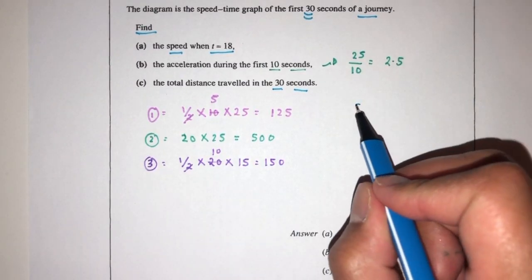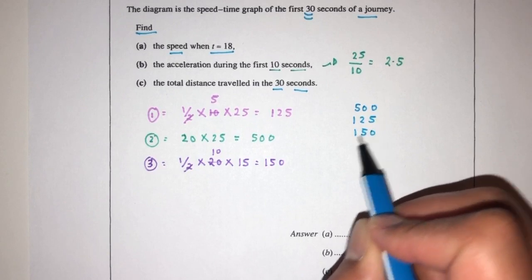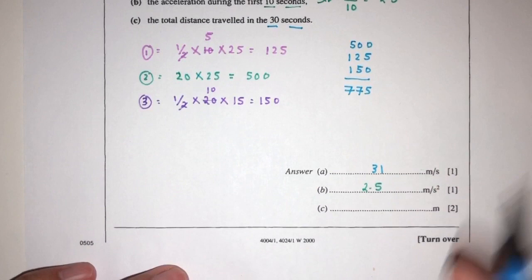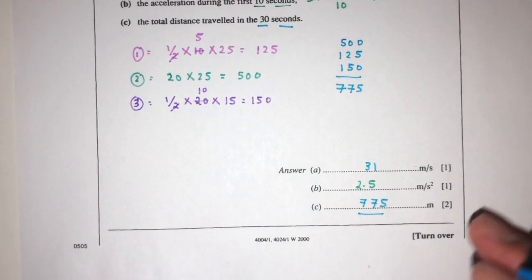That will be 500, 125, and 150. That will be 5, 7, and 7. So the answer will be 775 meters for the distance traveled.